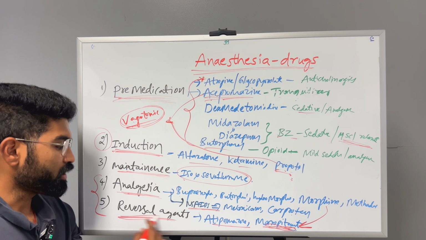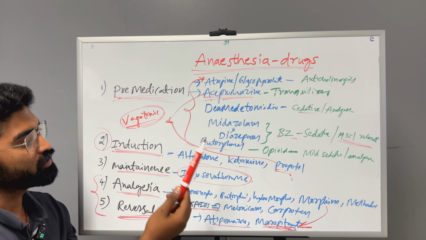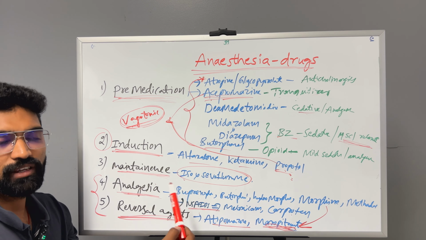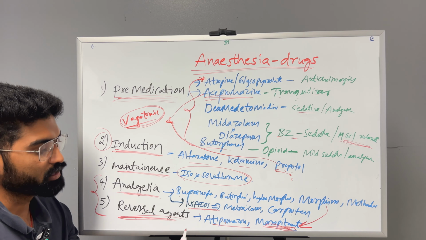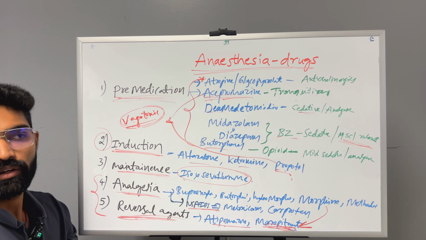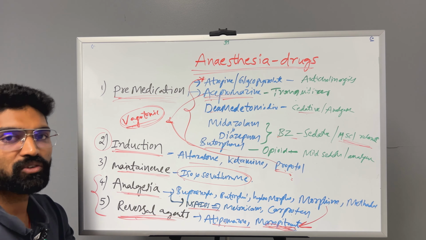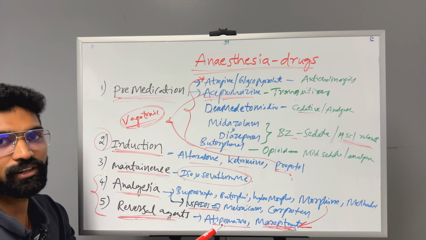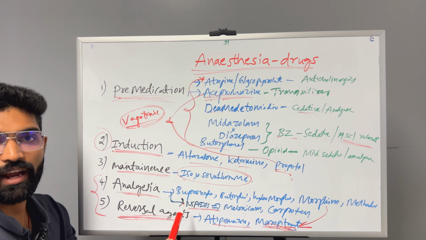There is another group of drugs, the reversal agents. If any pre-medication, induction or anesthetic drug reaches a toxic dose or shows adverse effects, we can use these reversal agents. For example, atipamezole can reverse the effect of dexmedetomidine, and if we give morphine, to reverse it we can give naloxone. Otherwise, if you want to reduce the adverse effect partially, we can use butorphanol because it is an agonist and antagonist.